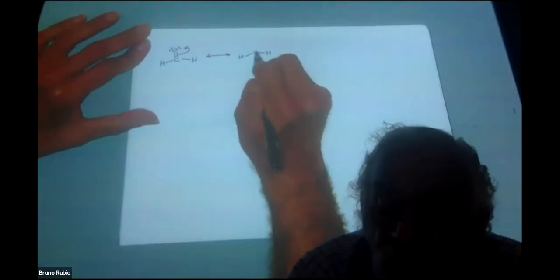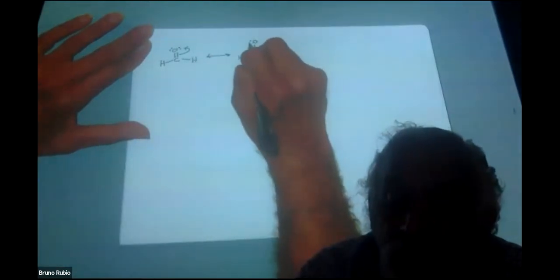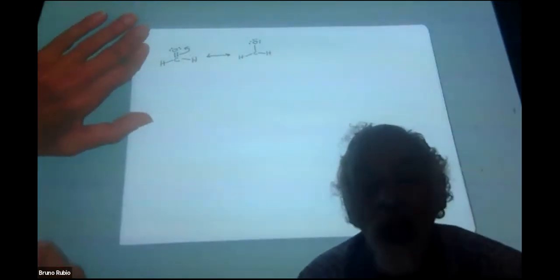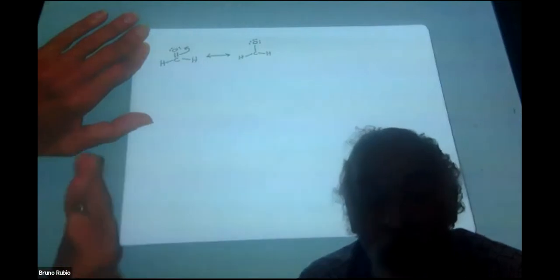I'm going to move them up to the oxygen. That double bond has become a single bond. And this oxygen atom started life with two unshared pairs of electrons. Now it has three unshared pairs of electrons. Where did the third unshared pair come from? Well, it used to live between carbon and oxygen, and now it lives on the oxygen.